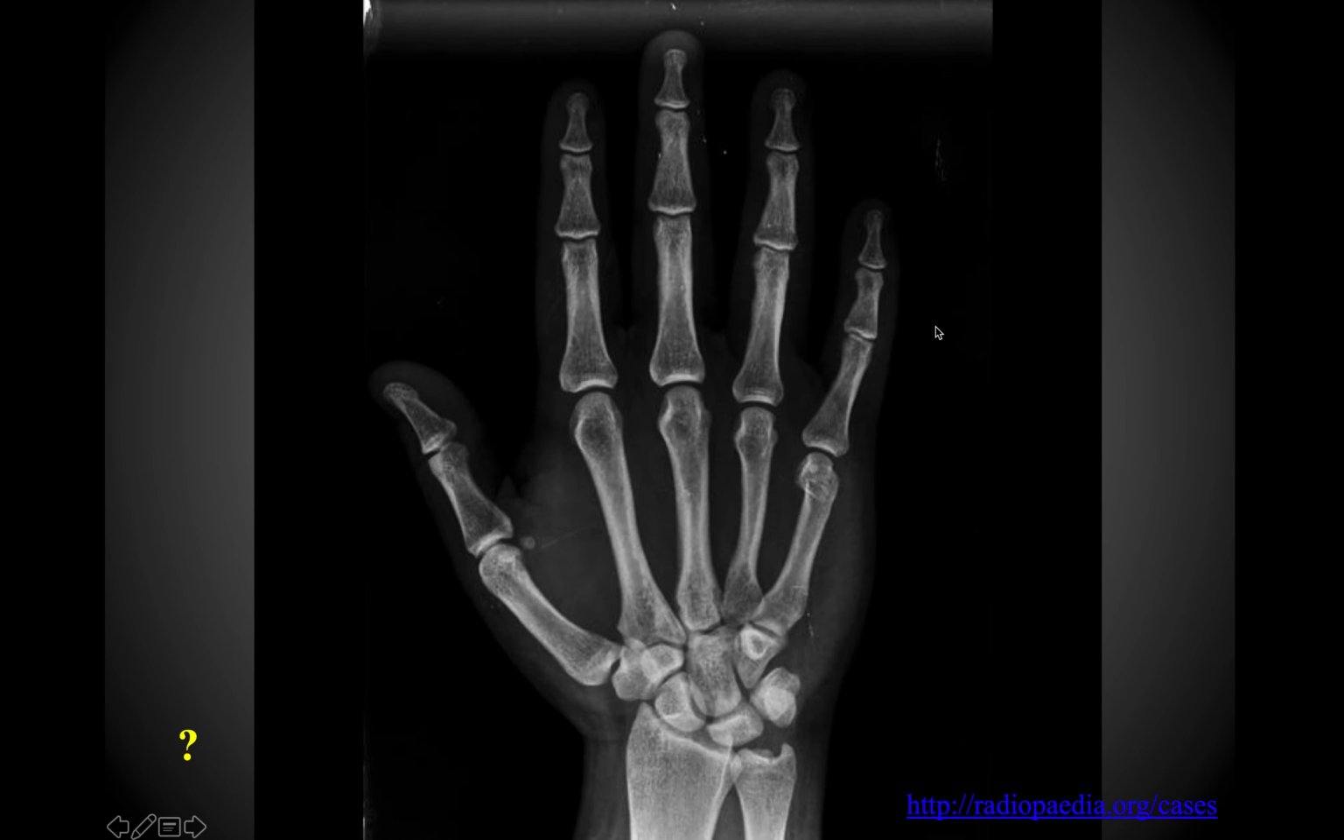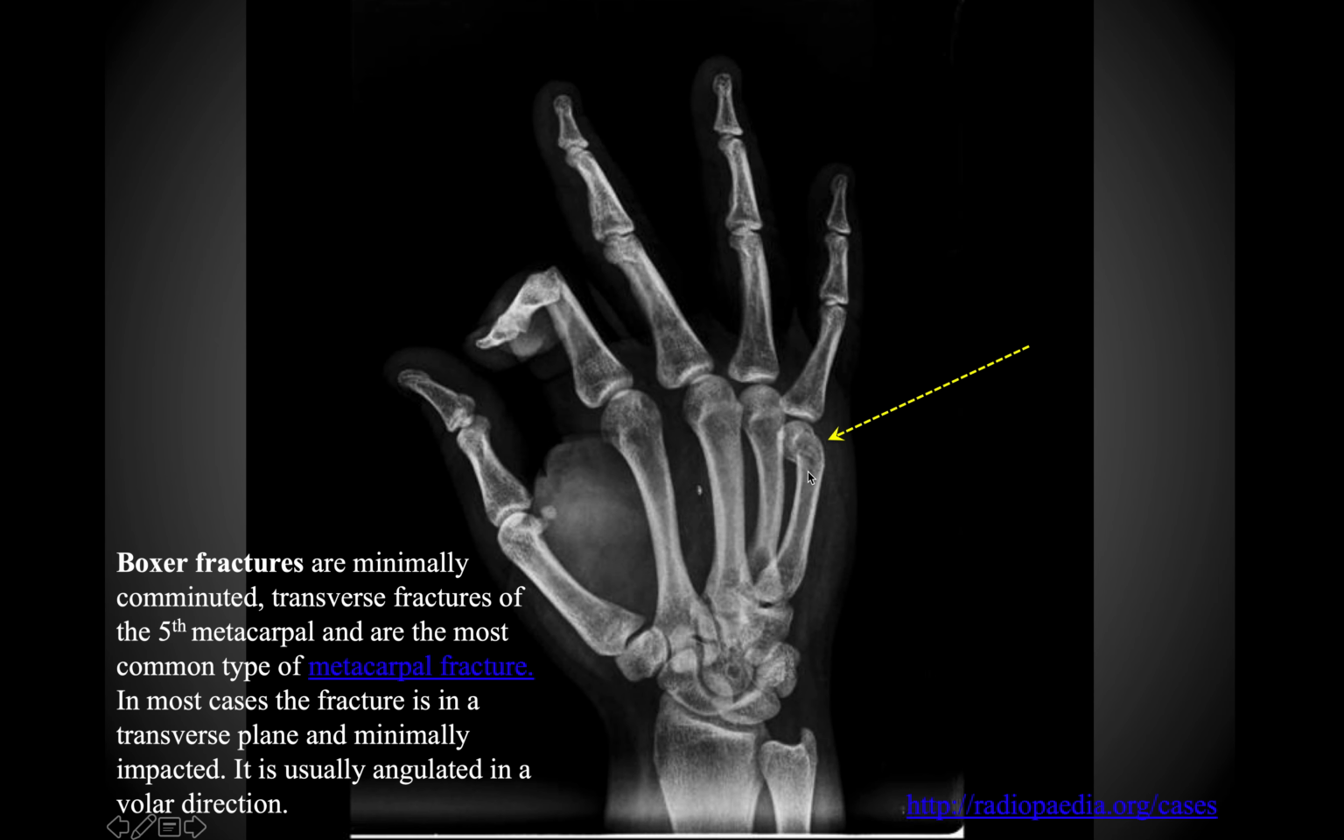So take a moment and look at this image, see if you can identify the abnormality or the deformity. So if you once again draw your attention to the fifth metacarpal, you can once again see evidence of a boxer fracture in this individual. And then this is just another view of the same patient, where you can appreciate the boxer fracture in this person.